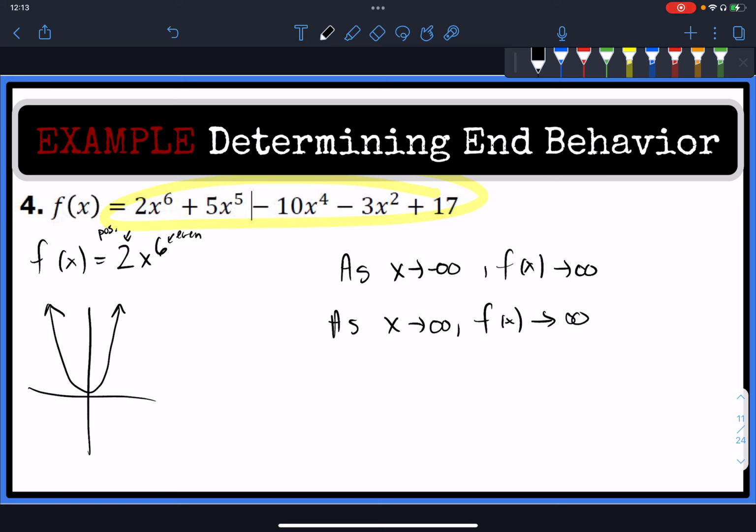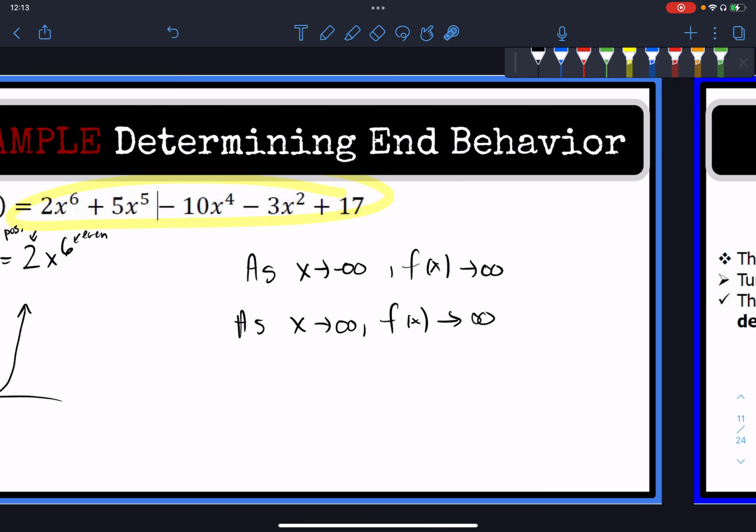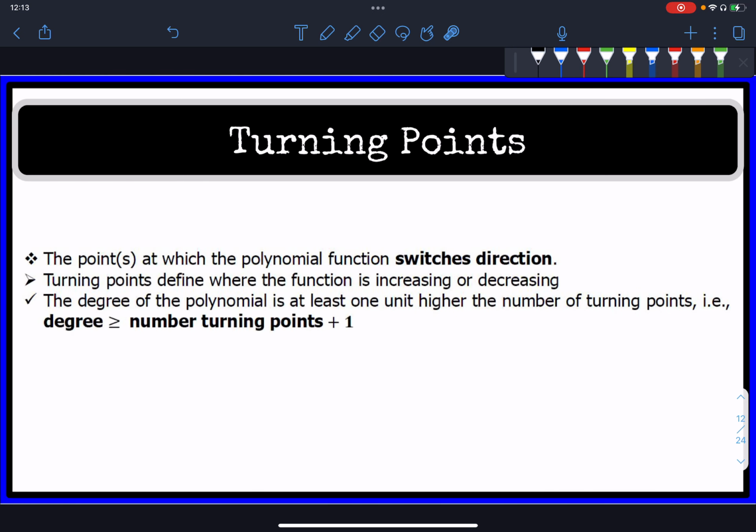Now, the number of times that it curves up and down is still depending on this value right there. So all this extra stuff that we add and subtract makes the polynomial curve up and down. Now, how many times can it curve up and down? There has to be a limit to that, and that corresponds to the number of turning points. The point at which the polynomial switches direction is referred to as a turning point.